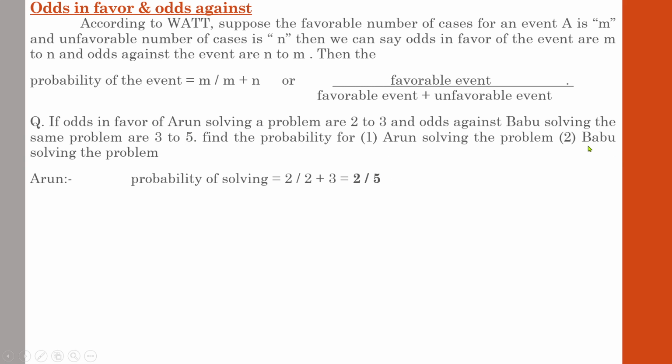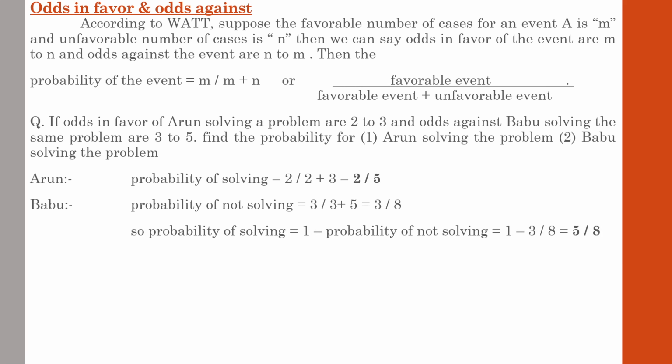So for the probability that Babu solved the problem, here 3 by 8 is odds against, that is the chance of not solving. So out of 8, 3 means not solving. So what is the meaning of chances of solving? The remaining will be the chances of solving. The remaining can be found by a simple method. We have found the probability of not solving is 3 by 8. So out of 8, 3 chances are of not solving the problem. So what are the chances of solving the problem? Out of 8, it will be 5 by 8.